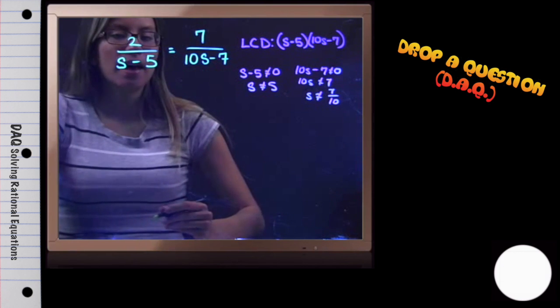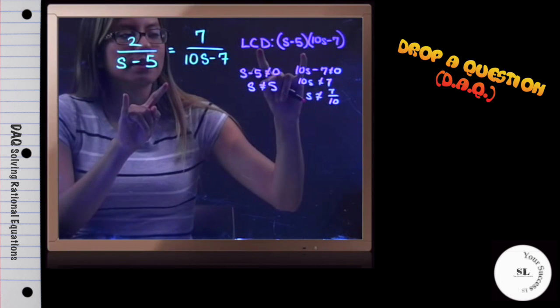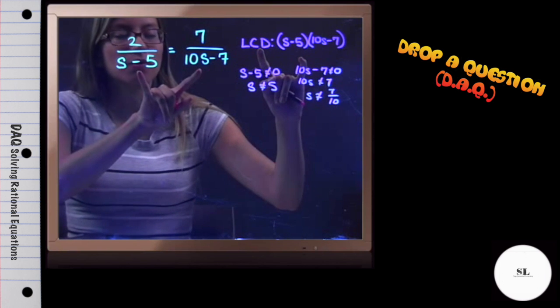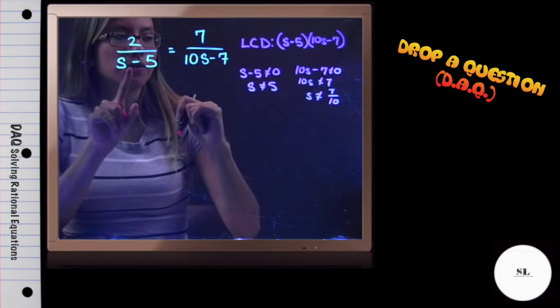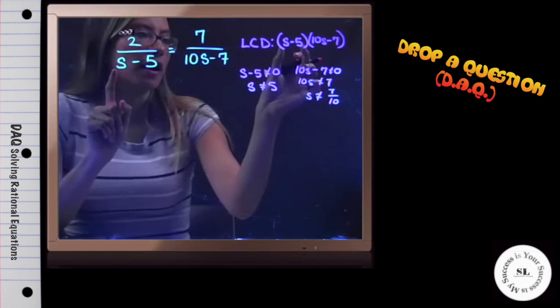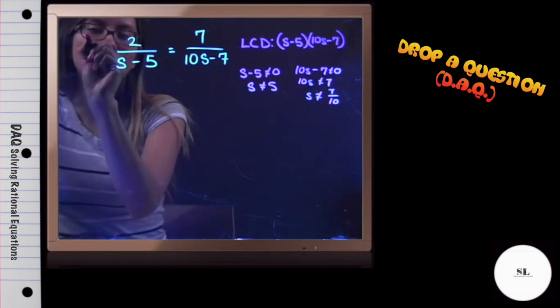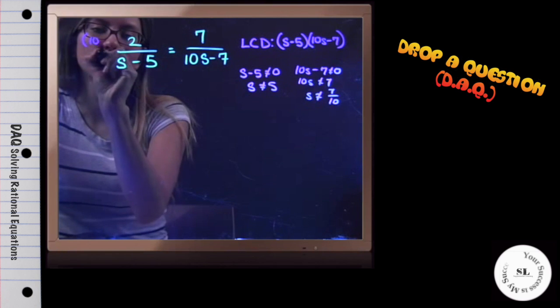So now that I have that, I can actually see my LCD and compare it to the rational equation I have. For this first rational expression, I have s minus 5 here, but it's missing 10s minus 7. So I'm going to multiply that to the numerator and denominator.